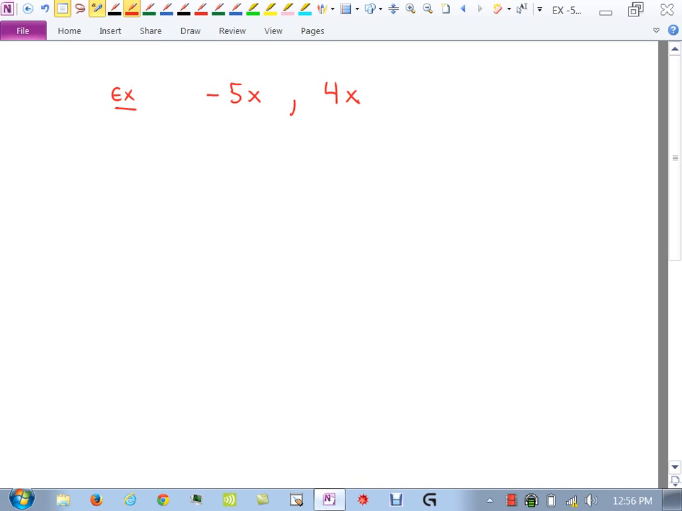Now, what we don't look at, I don't know if you've noticed this, what we aren't looking at is the coefficient, right? We don't care. To be like terms, we don't care about the coefficient. We don't care about the number. We just care about variables and powers. How about this?